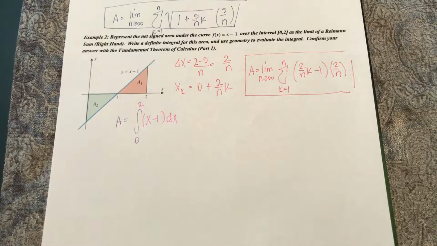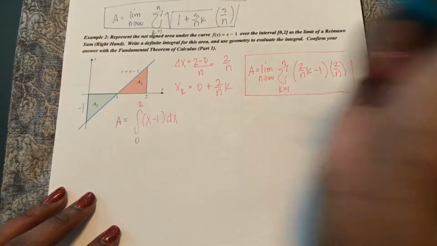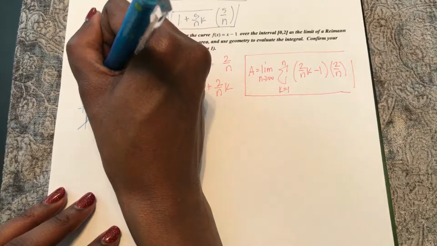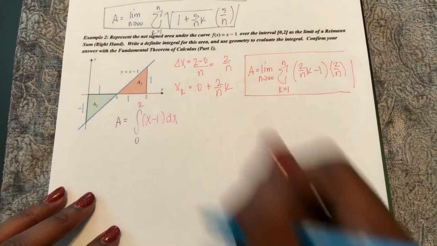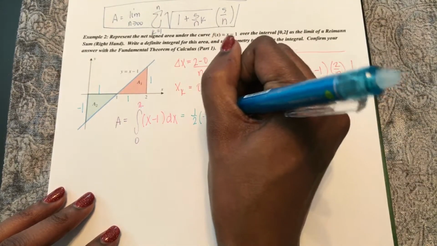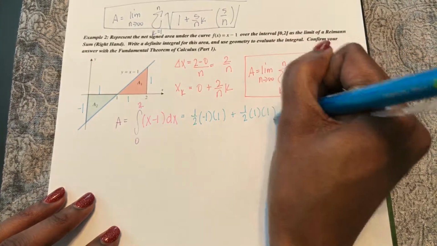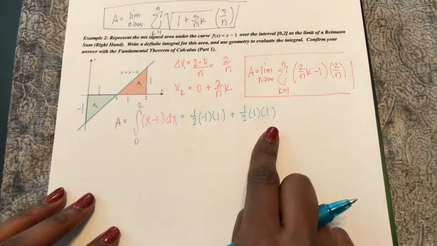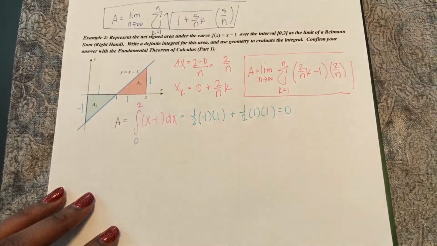So I can see that there are two triangles here. The height of this one is -1 and the base is 1. The height is 1 and the base is 1 here as well. So the area is going to be 1/2 times -1 times 1 plus 1/2 times 1 times 1. Those are my two areas of my triangles, which are opposites. So that area is 0 using geometry.